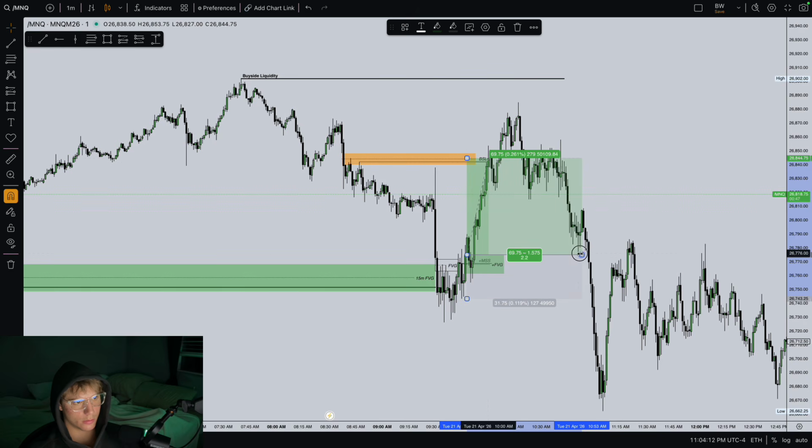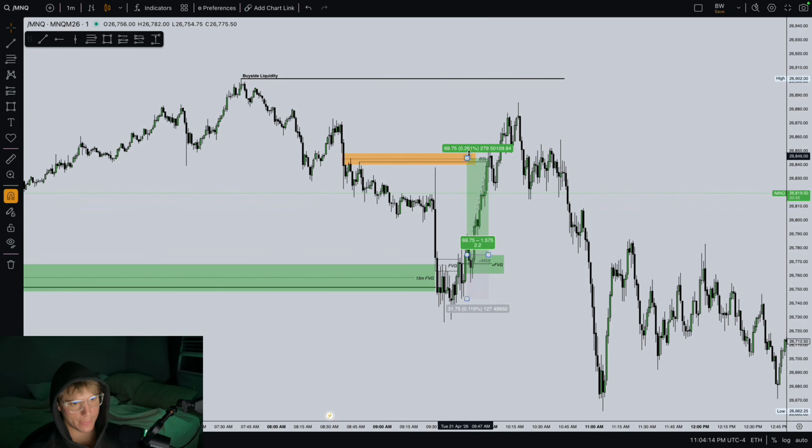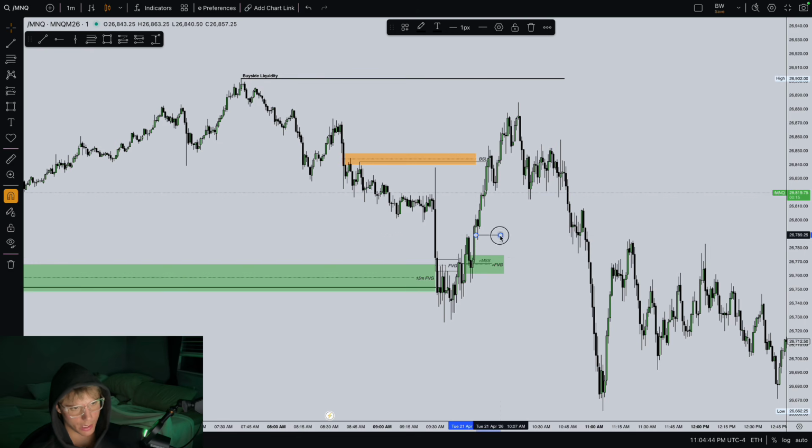targeting the consequent encroachment of that 5 minutes fair value gap up here, because ES was already up at these highs by the time I entered. So a good place to go short was going to be a 5 minute fair value gap. So that's where I was targeting as low hanging fruit. I'll take this away just so it's more clear. And then, as you can see, bodies are respecting consequent encroachment of this fair value gap.